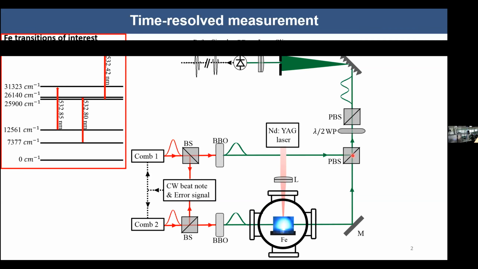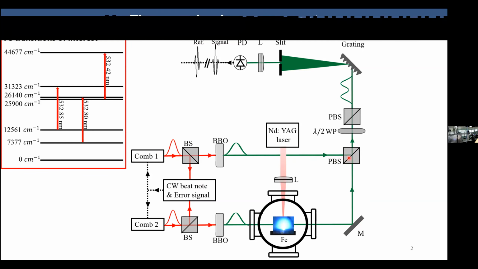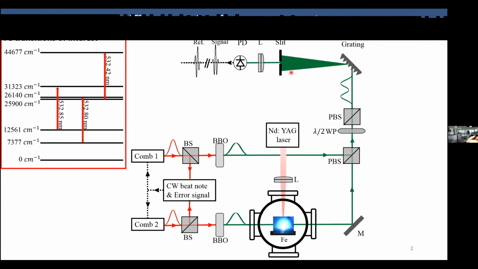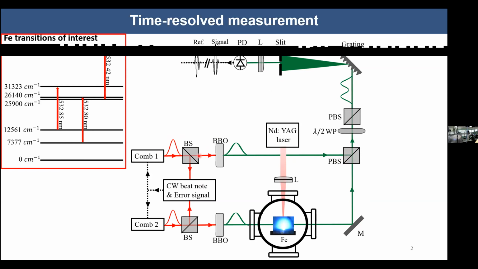So here, this beam splitter combines two combs. It's like this comb beating with this local oscillator, then it hits a grating. The grating will just separate all the colors, and we just use a slit to physically select which portion we want. Then we use a detector to detect the signal. And I skipped the electronic part that controls the delay.